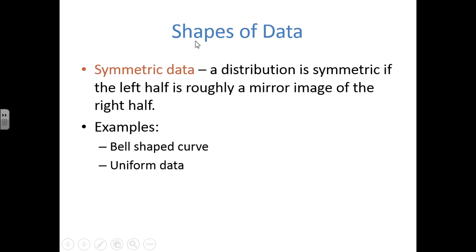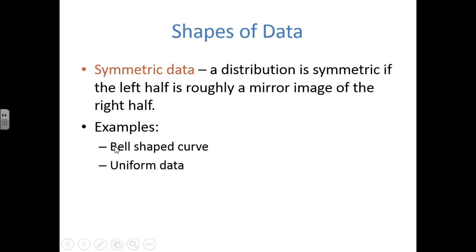The reason to draw these graphs often is to see the shapes of data, and there are certain common shapes that we are looking for. The first one is symmetric data. If when we draw our histogram and fold it in half, the left side roughly mirror images the right side, then we say the data is symmetric.